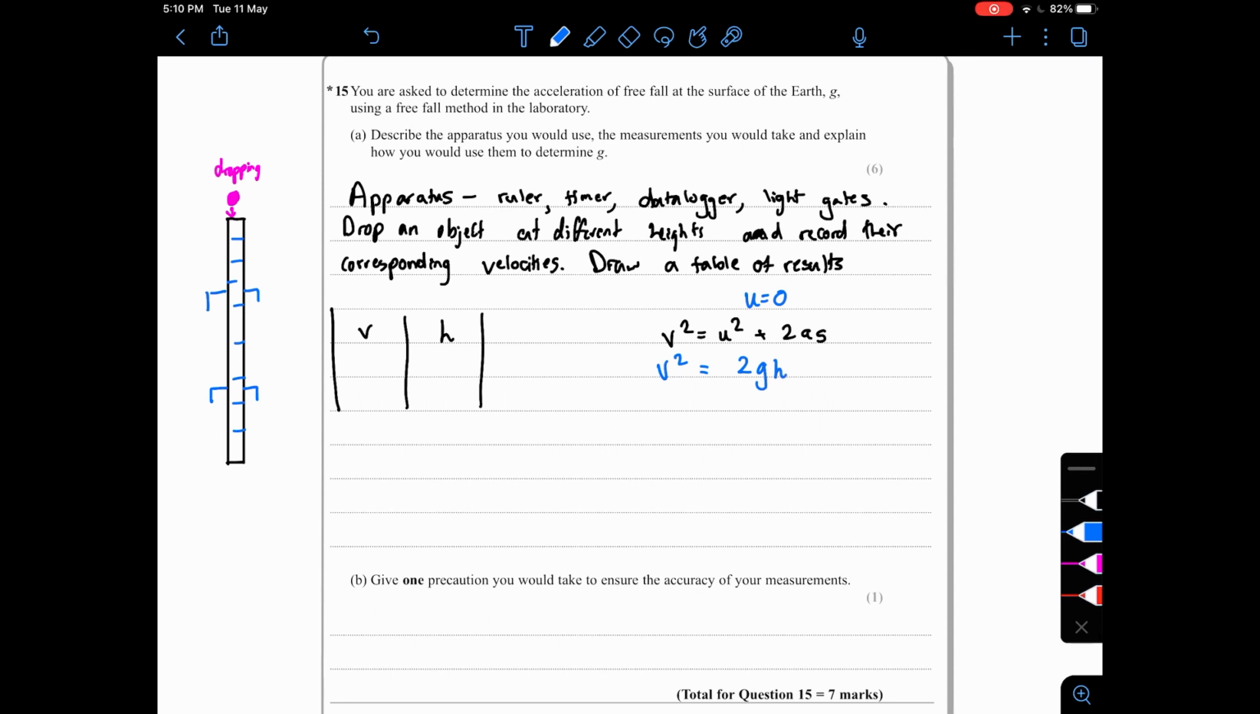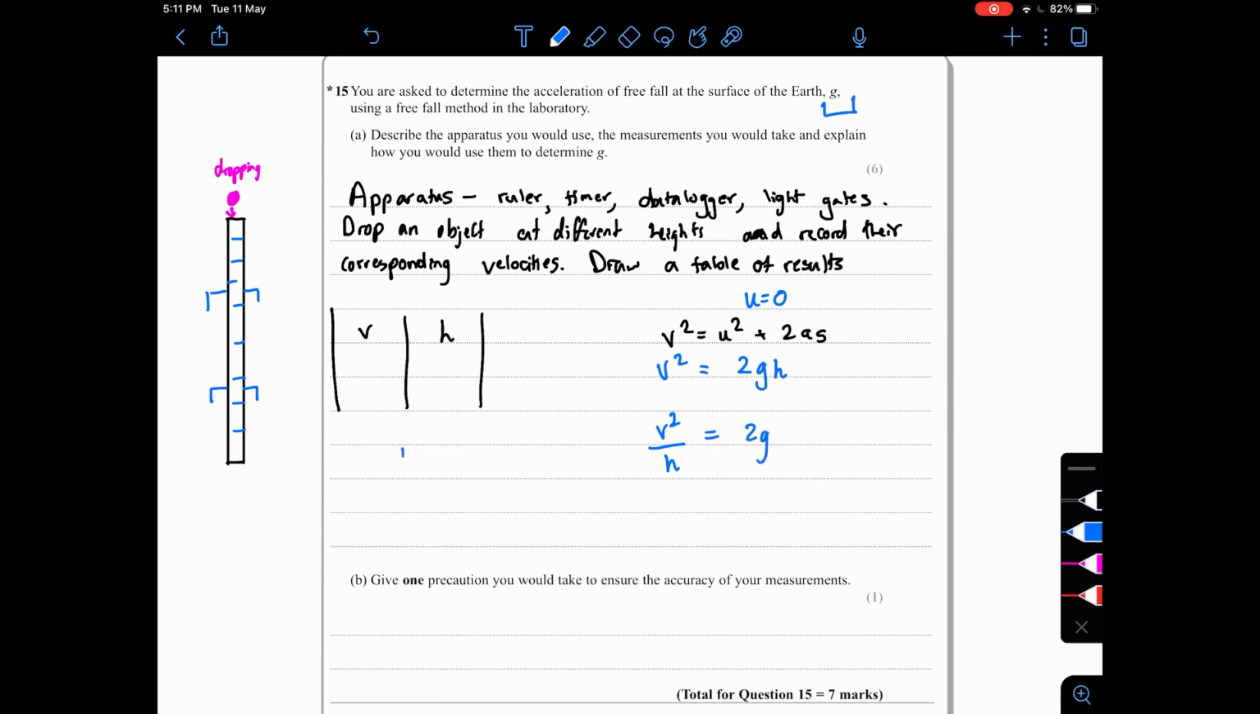That's because the acceleration we're trying to find is g, right? So that's why we replaced it with g. And our s, we have replaced it with our corresponding heights. And that's why we have h. So what we can do is we can find what g is, right? We can do v squared over h. And that gives us 2g.